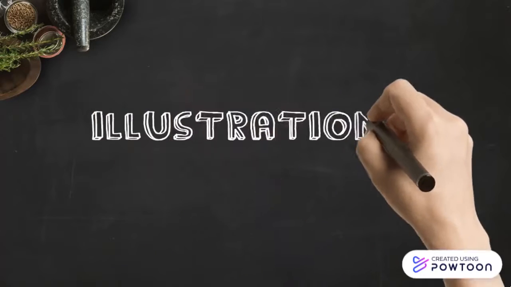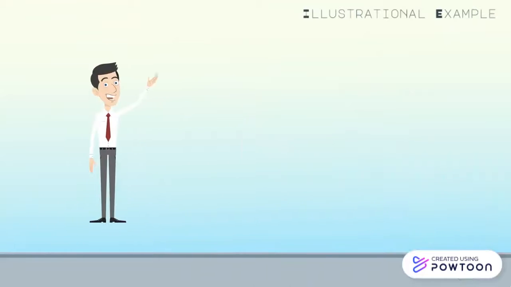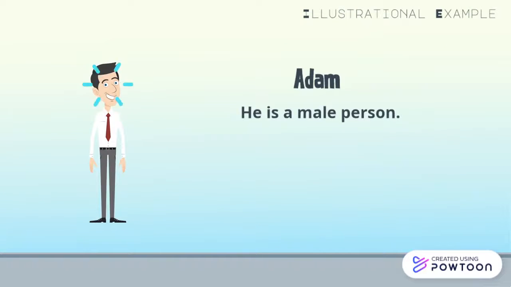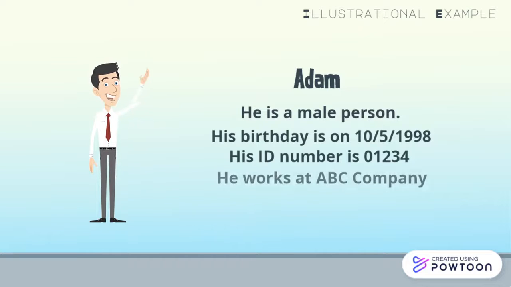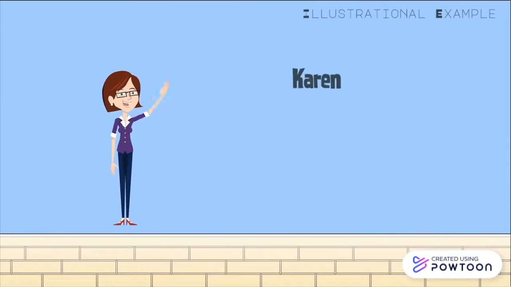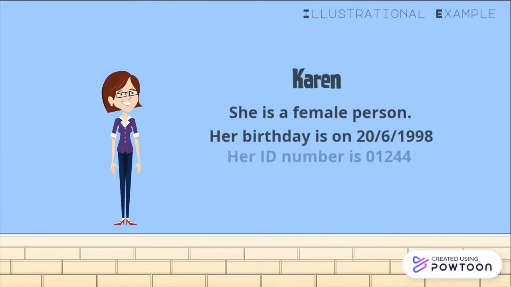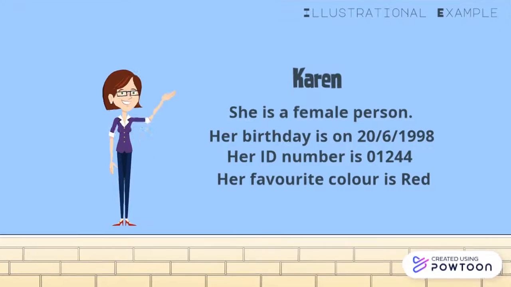Alright, let's take a look at an illustrational example in this topic. Meet Adam. He is a male person. He has his own birth date, his ID number, his working place name, and his interest. Next is Karen. She is a female person and also has her own identity, which has birth date, ID number, and now she has a favorite color instead.